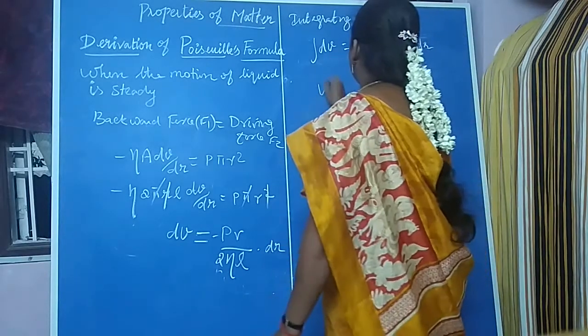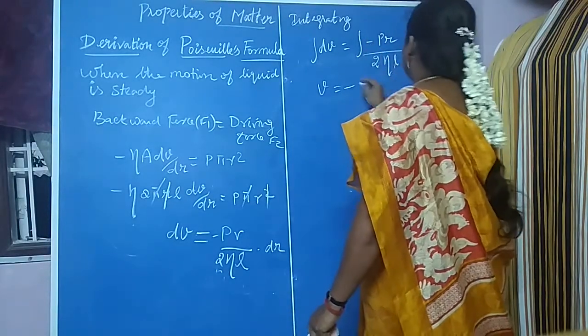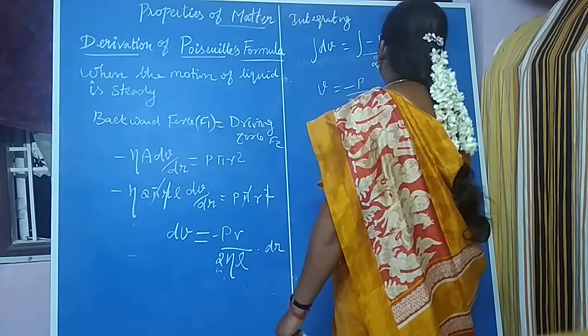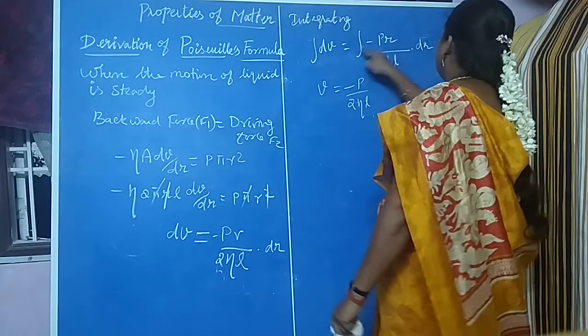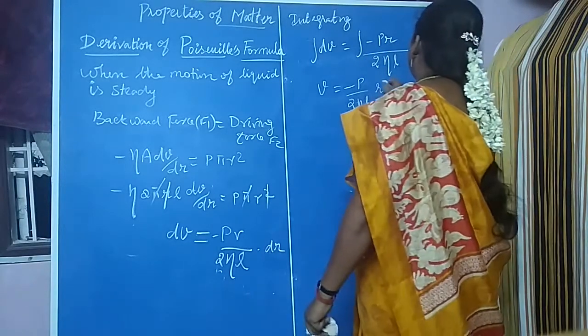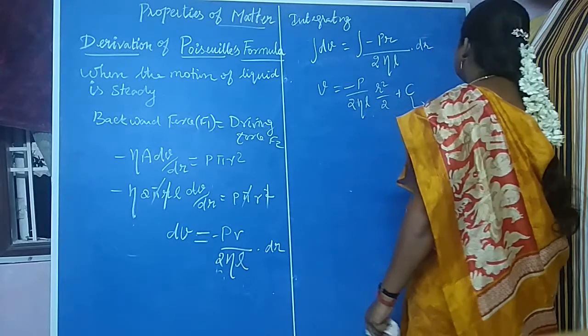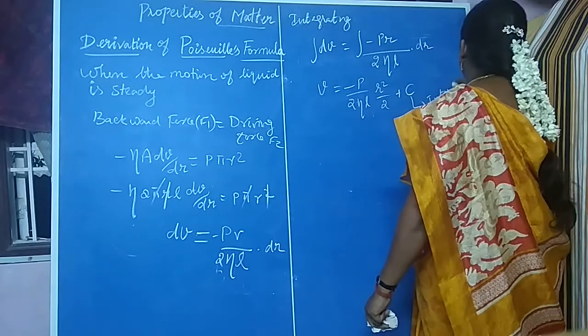Integral of dV, we get V equal to minus P by 2 eta L. The constants we keep outside, P divided by 2 eta L. So we have the variable r. The integral of r dr gives r square by 2 plus C. This C is the integration constant.